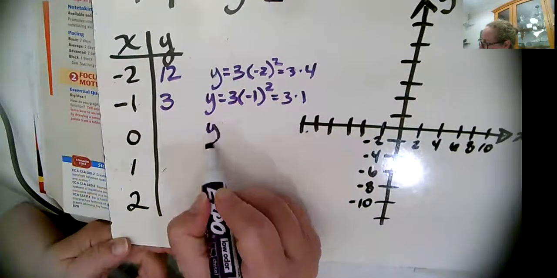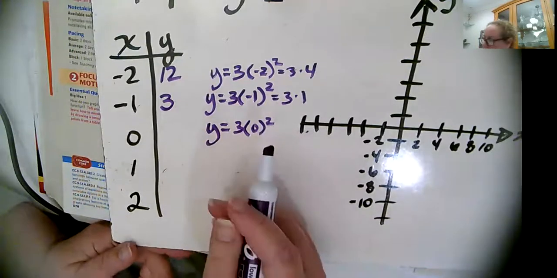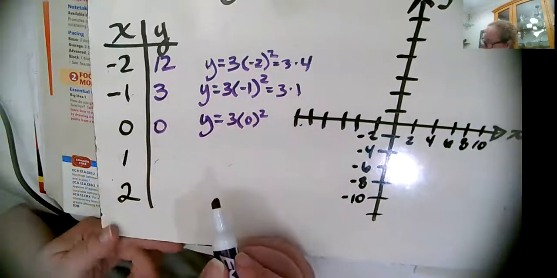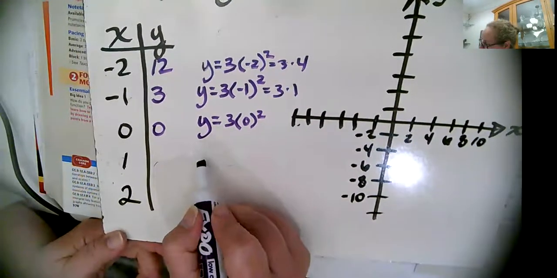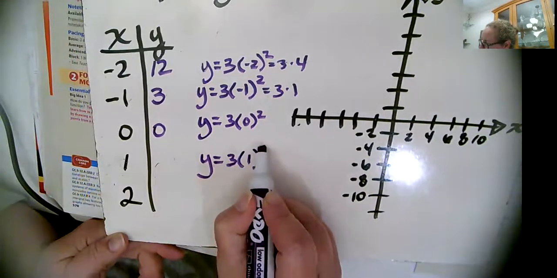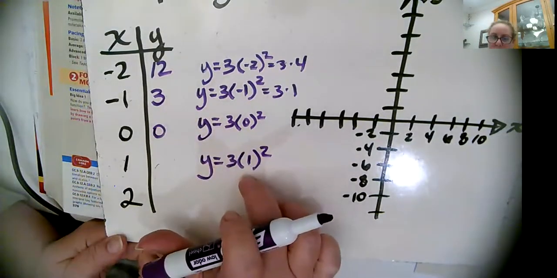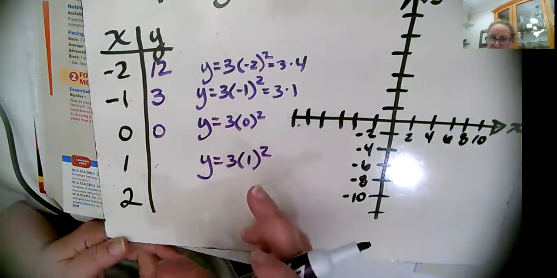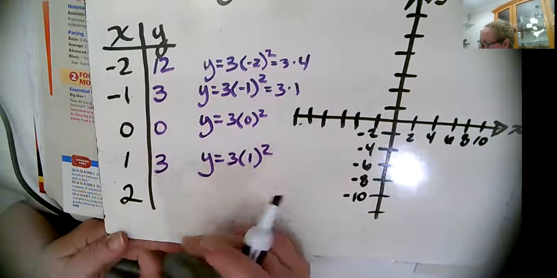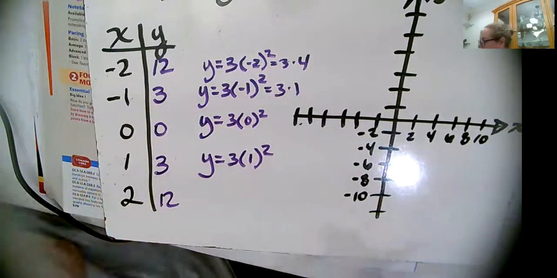Then for 0, y equals 3 times 0 squared. Well, 0 squared is just 0. 0 times 3 is 0. Be careful, don't put 3. Then for 1, it should be exactly the same as here, because whether we square 1 or -1, we're still going to get the same value. So 1 times 3 is 3. There's that mirror image that's happening. And then 2, and negative 2, it's going to be the same value.